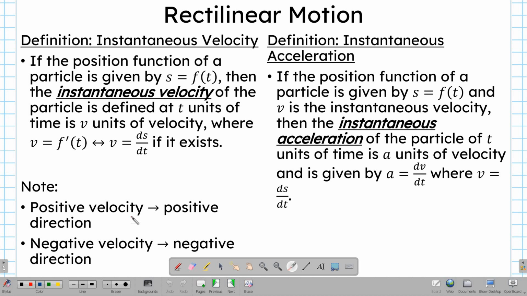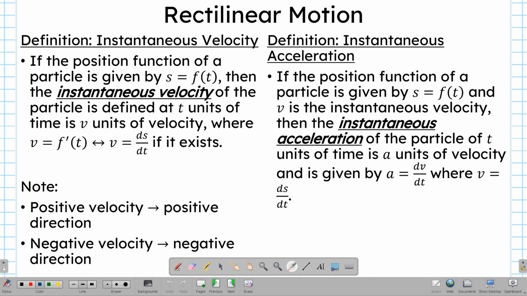Also, we don't just care about velocity, how fast an object moves, we also care about how fast that object moves fast, and that is acceleration. So how fast an object moves, that's your velocity with direction. How fast the object moves fast, or how fast it changes its position over time, that's acceleration.